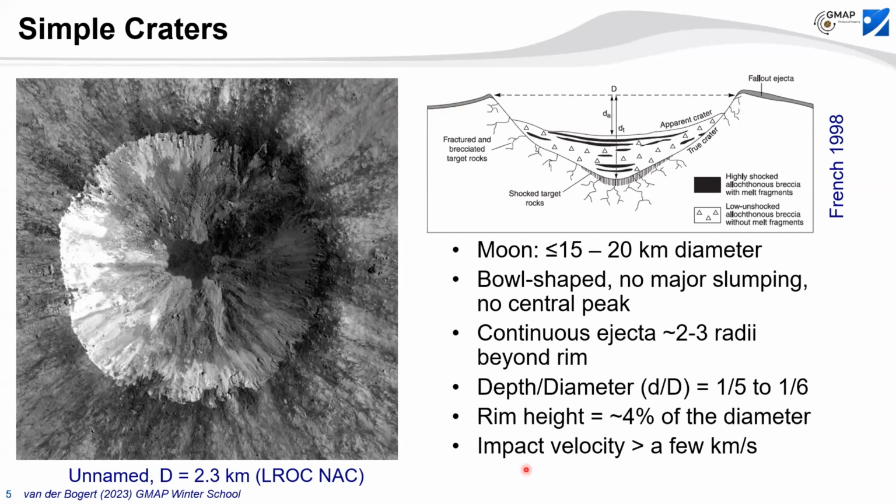And the impact velocity for these is, I mean, it's a hypervelocity crater. There's still shock and high pressures involved in here. So the impact velocity for these types of craters is greater than a few kilometers per second. Here you can see both in the map view and in a cross-section how the simple crater works out. In this map view, you can also see in the center a small amount of impact melt that collected in the bottom.